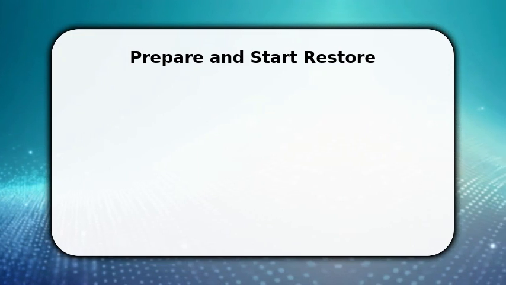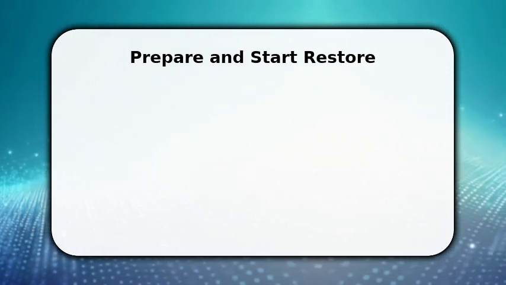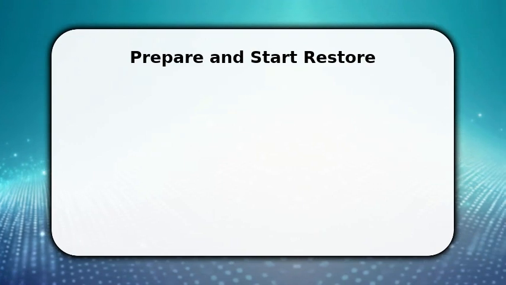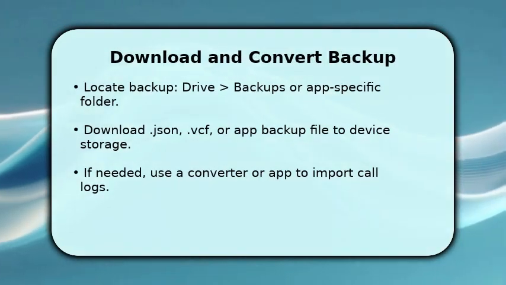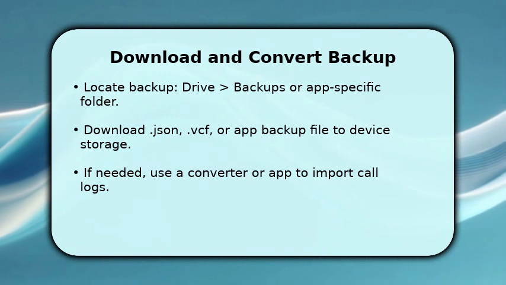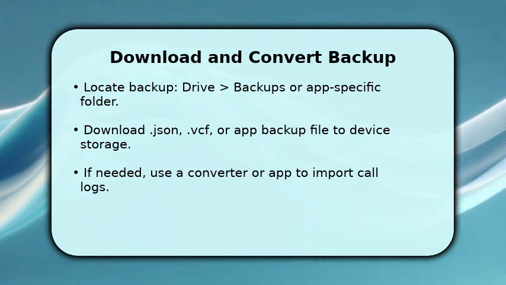Now open Google Drive, locate the backup folder, and identify the call history file or backup package to start the actual restore. Once you have the file identified, download it locally to your device so the restore tool can access it without Drive latency.